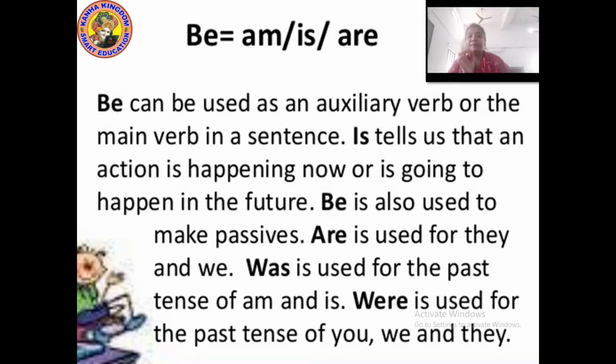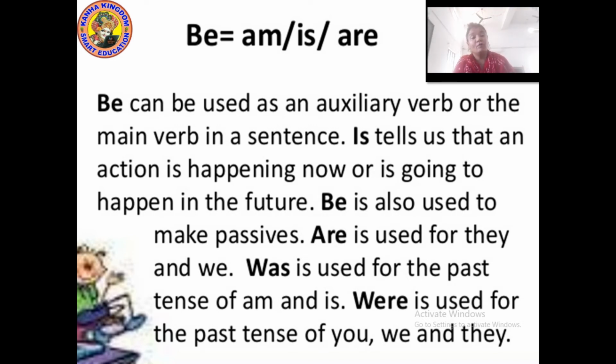Same goes for were. Were is also used in past tense but only with the plural forms, like you, we, they, or plural nouns. So this is be: is, am and are, where is tells us about the action happening now or going to happen in the future. Be can be used in the passive forms also. Next is are. Are is used with plural forms like we and they.